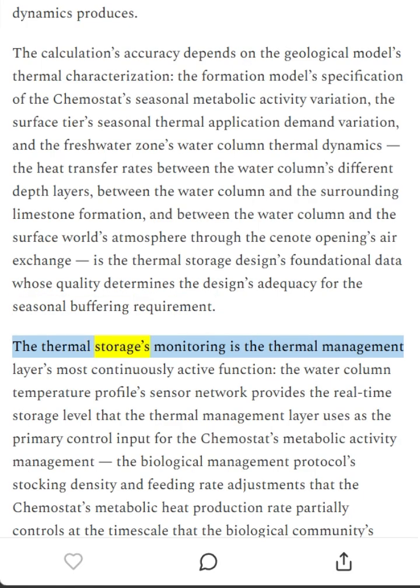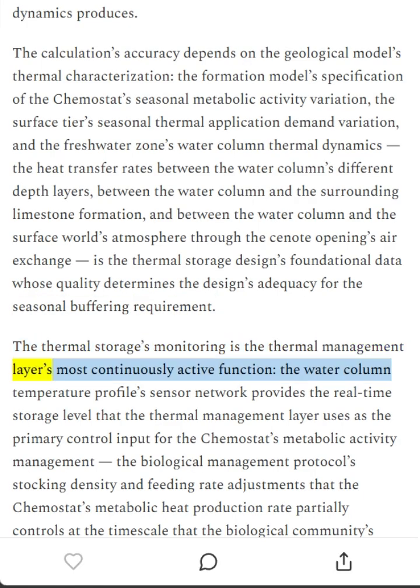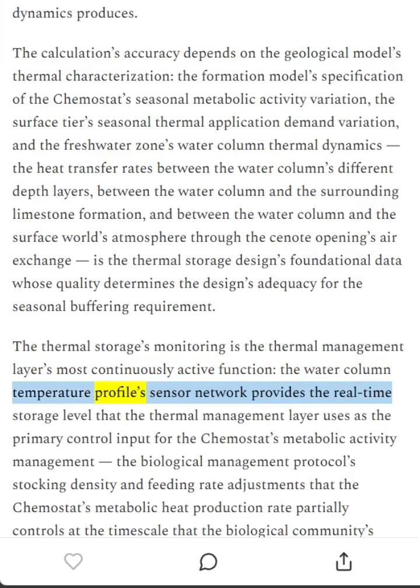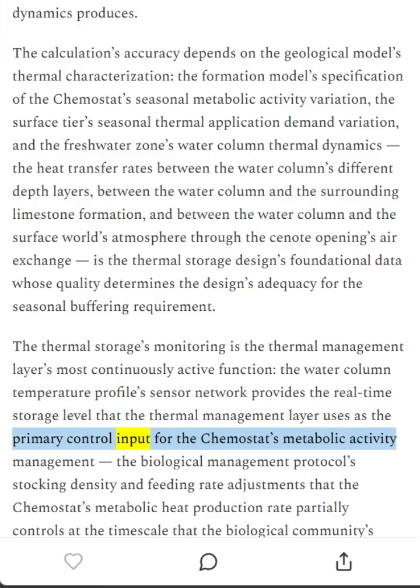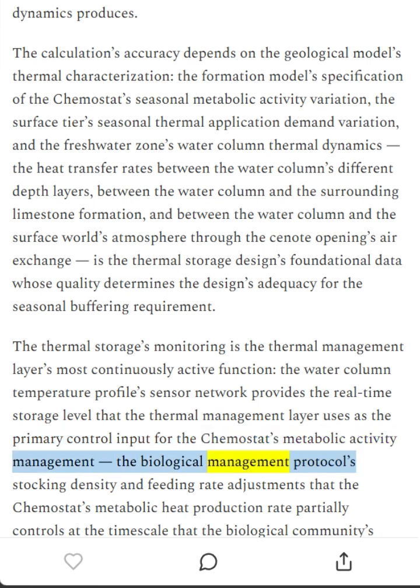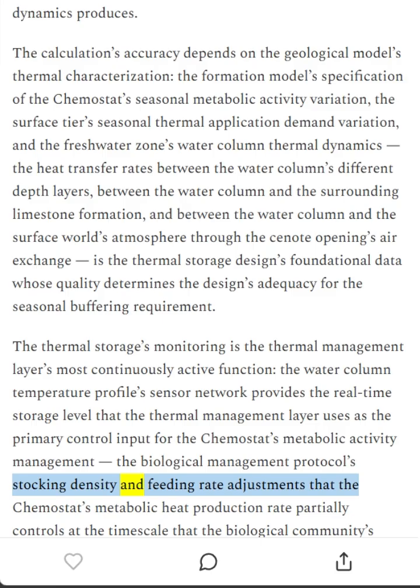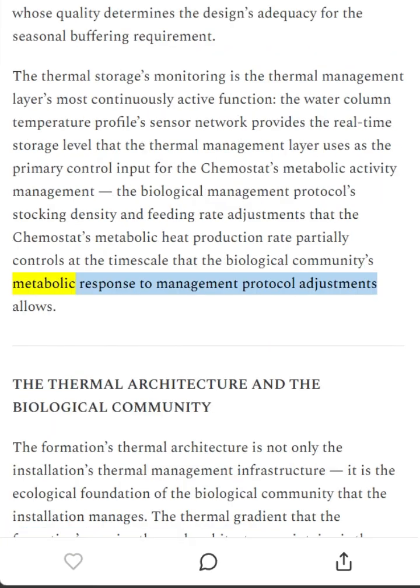The thermal storage's monitoring is the thermal management layer's most continuously active function. The water column temperature profile's sensor network provides the real-time storage level that the thermal management layer uses as the primary control input for the chemostat's metabolic activity management. The biological management protocol's stocking density and feeding rate adjustments that the chemostat's metabolic heat production rate partially controls at the timescale that the biological community's metabolic response to management protocol adjustments allows.